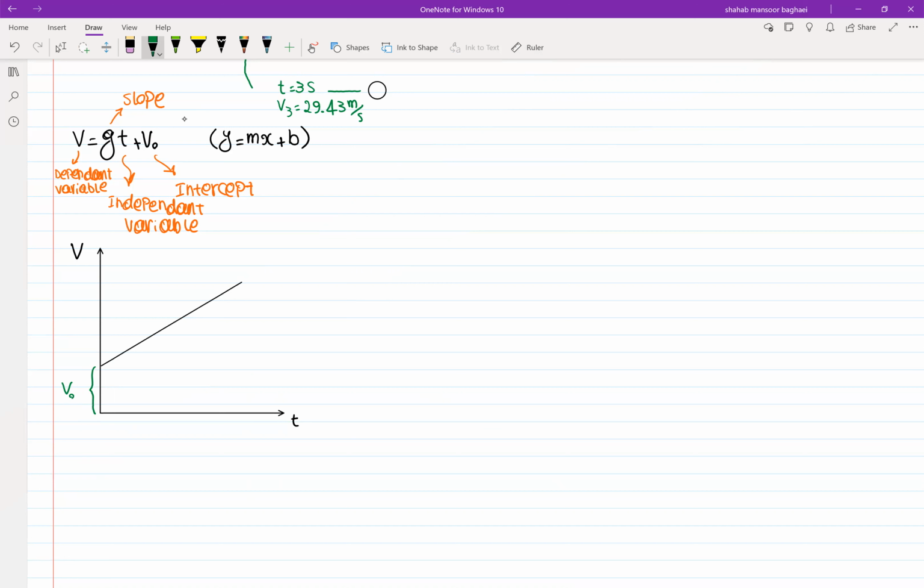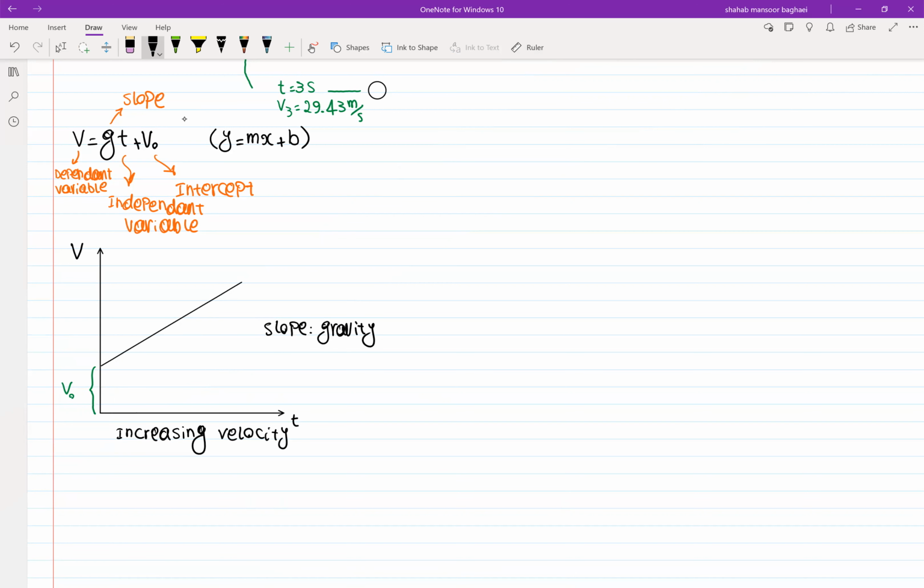And according to this graph, you can figure out that it is an ascending graph. And of course, you have increasing velocity. What is the slope of this line? Definitely, it is gravity. That's gravity.